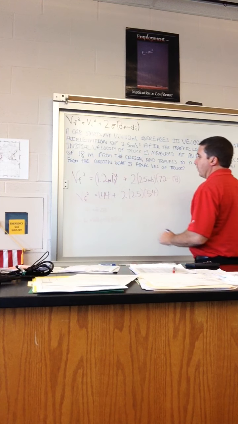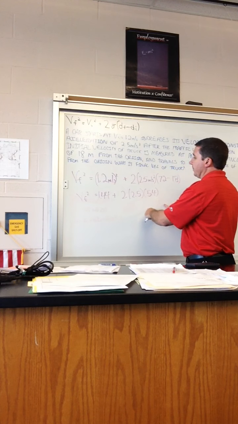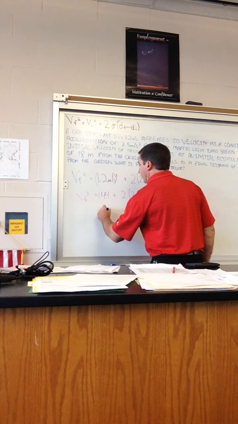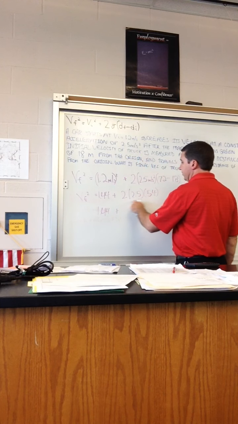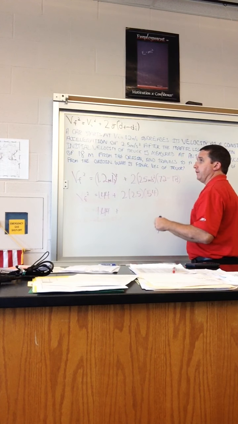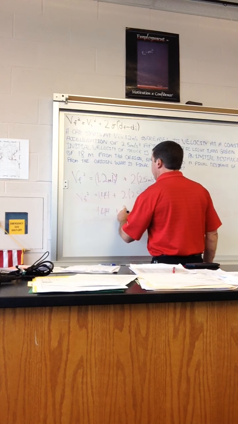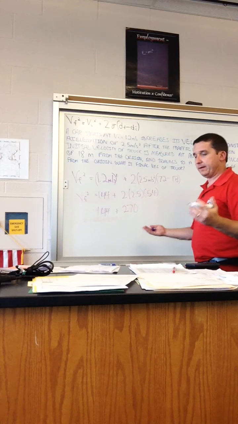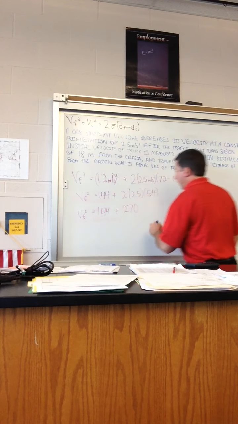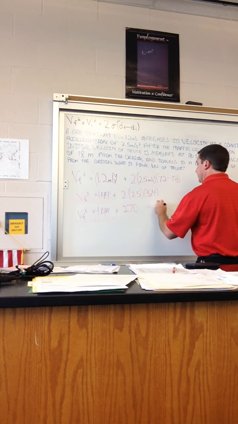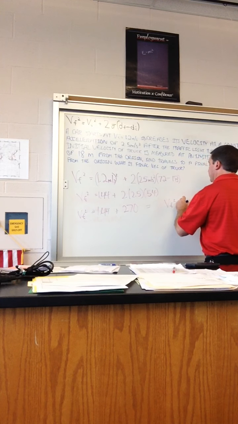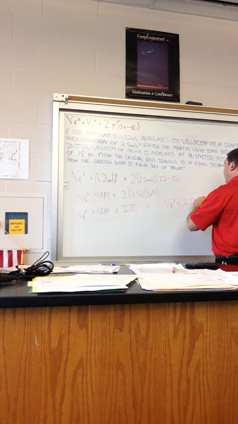All right, now, order of operations dictates that I do all the multiplication first and then the addition after that. So again, I'm going to bring down 1.44, and I'm going to have 2 times 2.5, which is 5. 5 times 54 is 270. I mean, who doesn't know that off the top of their head, right? And then bring down v sub f squared. And then I'm going to go ahead and add these two numbers. I'm going to say v sub f squared equals 271.44.